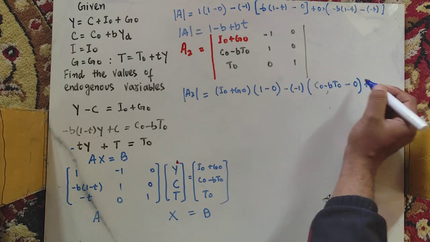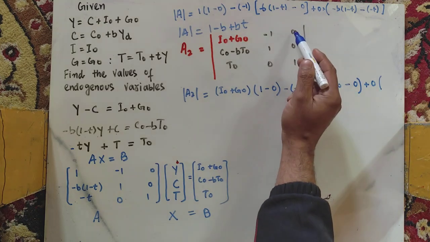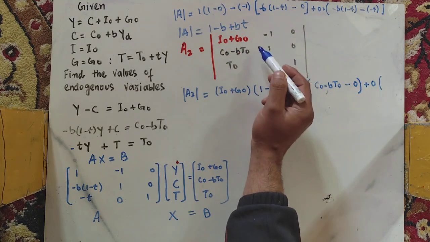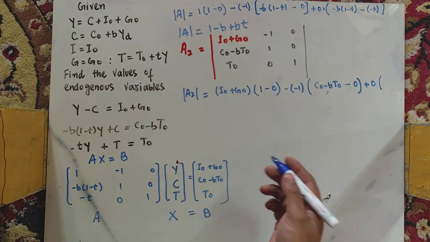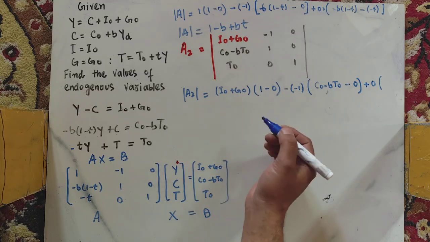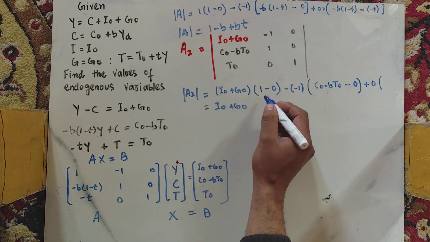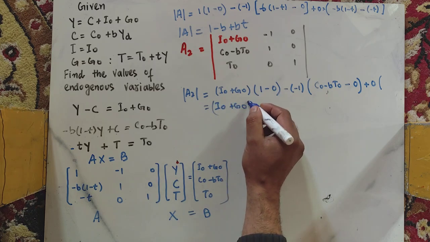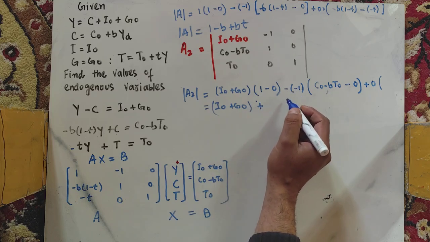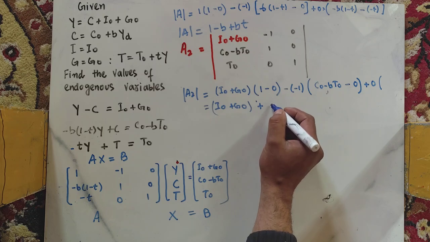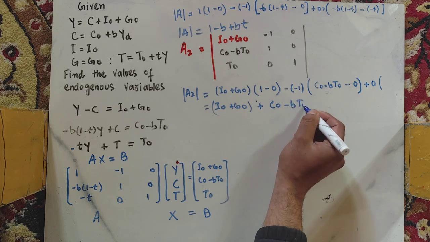Then we have plus 0, the third element, and delete the row and the column in which it appears and take the determinant of the remaining elements. Since it is 0 times the determinant of this, it will be 0. I do not need to write that here. Okay, solving further, we have I naught plus G naught. 1 minus 0 is 1, so we have 1. Then minus into minus is plus 1. Then we are left with C naught minus BT naught.